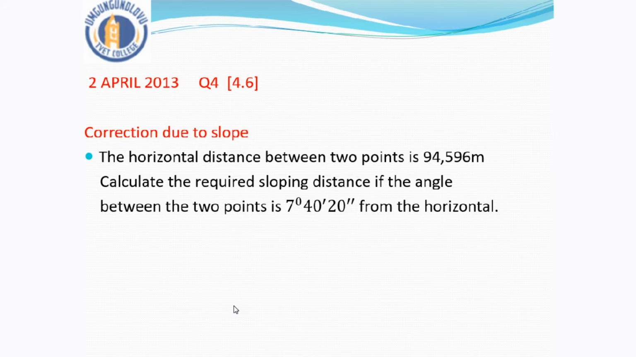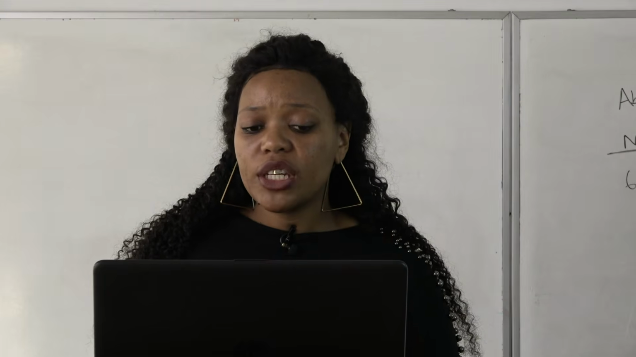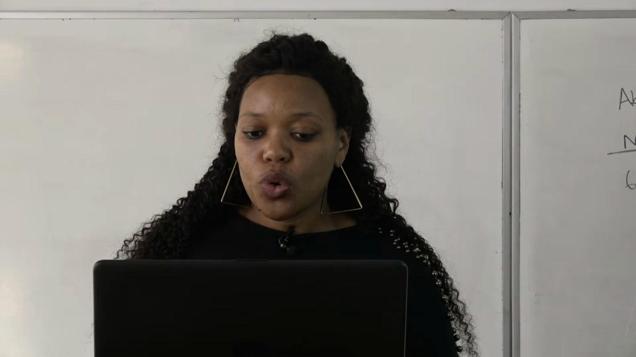Let us go to question paper 2 April 2013. Question 4.6. Okay, it says the horizontal distance between 2 points is 94.596 meters. Calculate the required slope distance if the angle between the 2 points is 7 degrees, 40 minutes, and 20 seconds for the horizontal. So if you can see here, we are required to find what? The correct distance. But first, we need to do what? The correction due to slope.